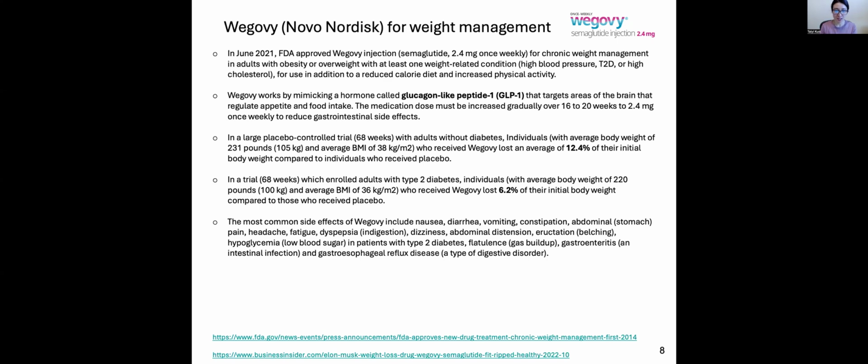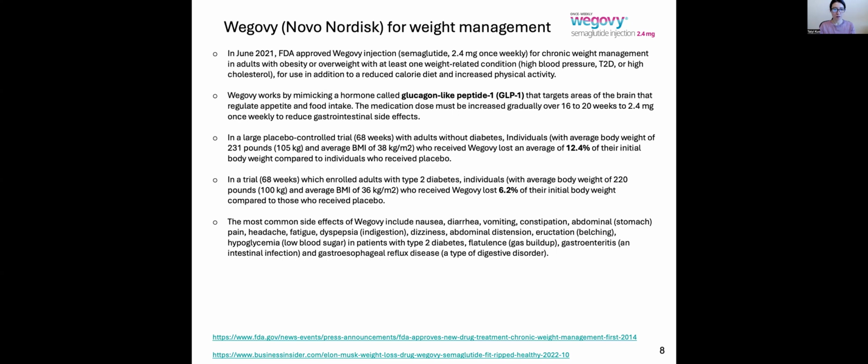In this case, the Wegovy injection is 2.4 mg once weekly as a treatment for chronic weight management in adults with obesity or overweight, with at least one weight-related condition, such as high blood pressure, type 2 diabetes, or high cholesterol. And again, it's for use in addition to dieting and exercising.